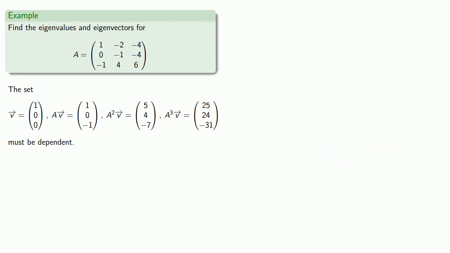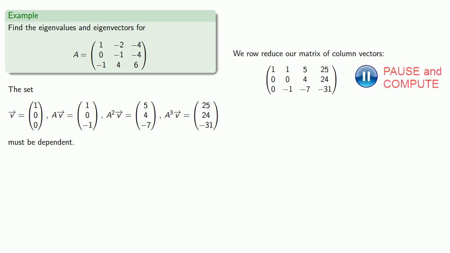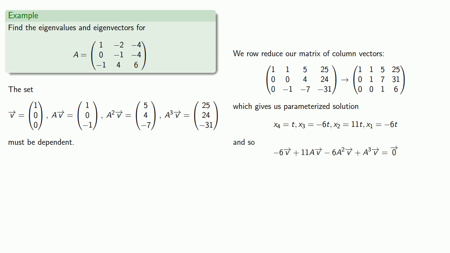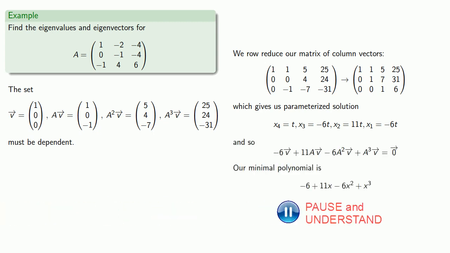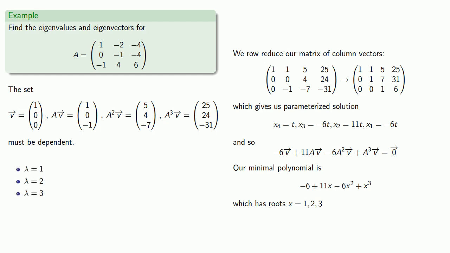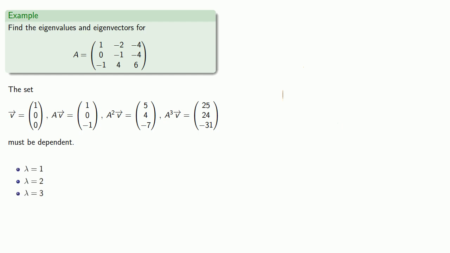and we'll let these be column vectors, and we'll row reduce our matrix of column vectors, which gives us a parameterized solution, a linear combination equal to the zero vector, and a minimal polynomial with roots 1, 2, and 3, which will be our 3 eigenvalues. And once we have the eigenvalues, we can find the eigenvectors as before.